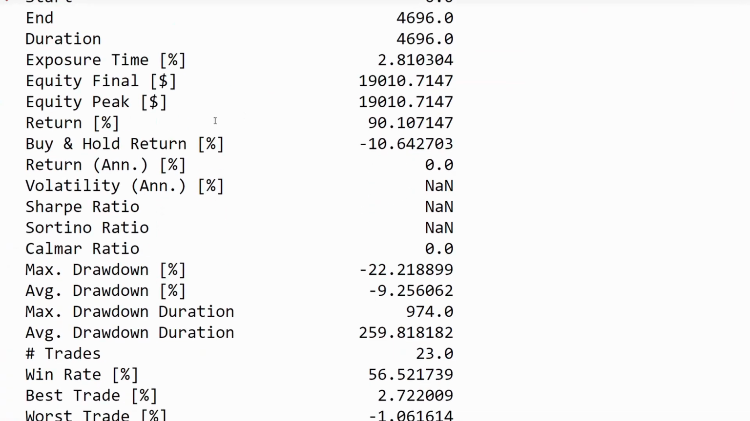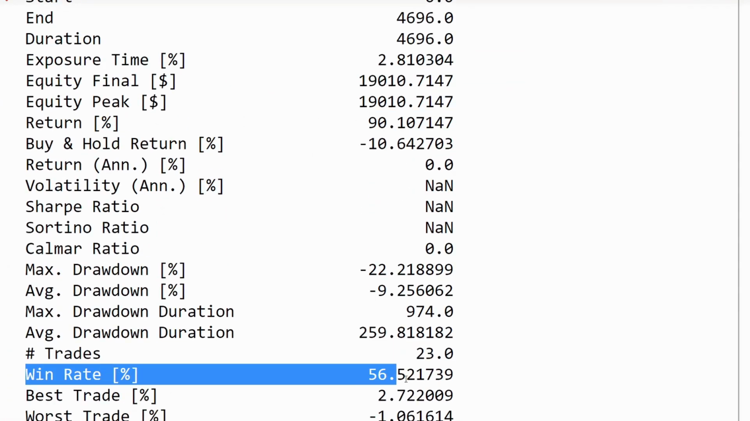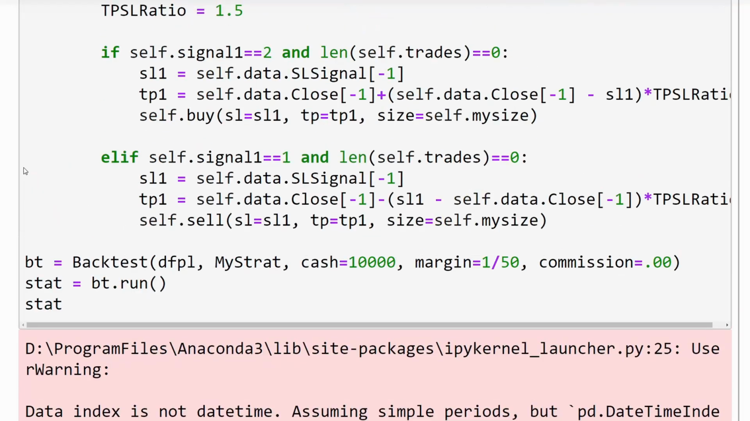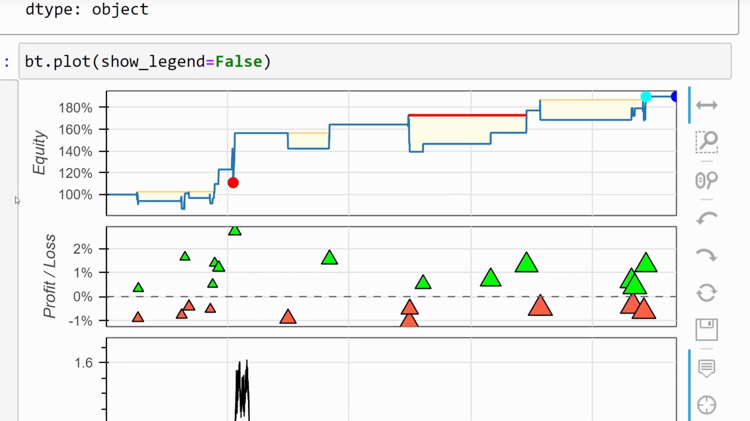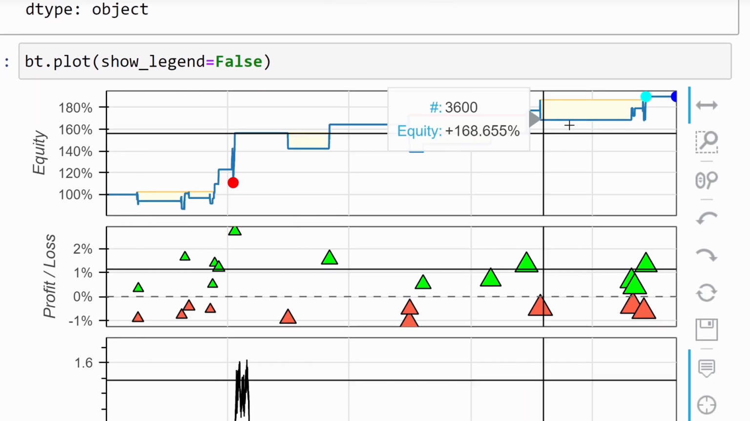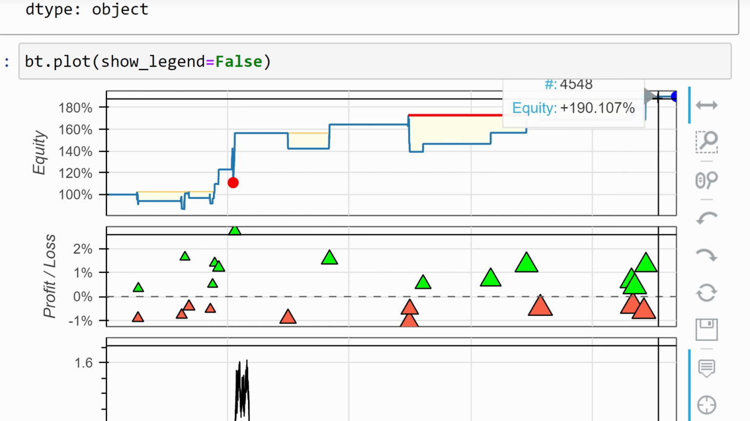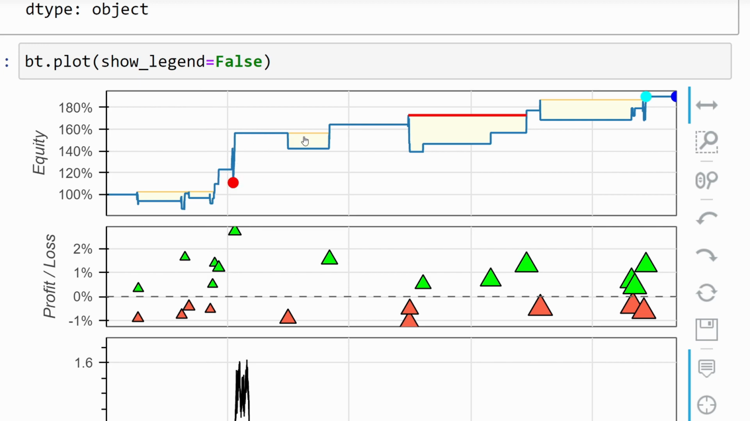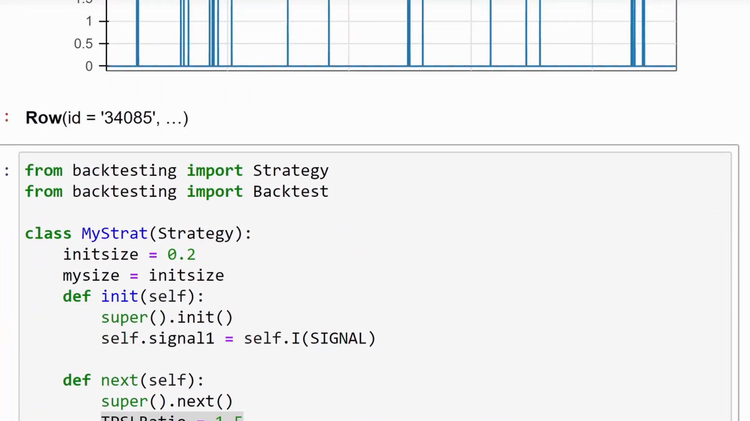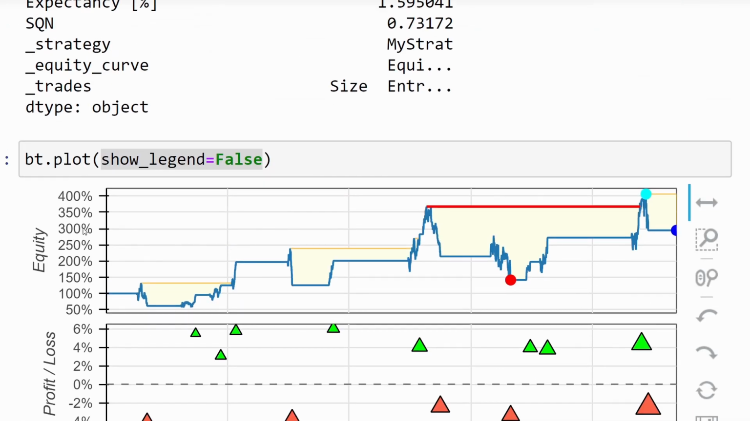So we are going to test this and we get 90% in return. Our win rate is something around 56%. Remember that the take profit stop loss ratio is around 1.5 and the equity is looking something like this. So we have an increase up to 180%, so it's in total 80%. It looks nicer because it's always increasing if we compare it to the previous equity description.